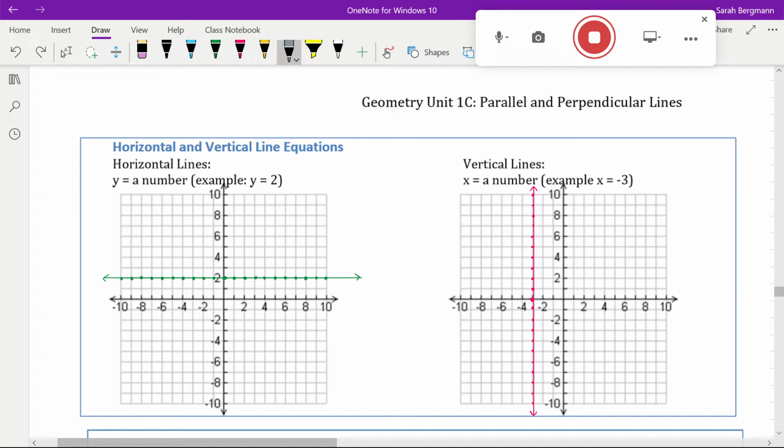For a vertical line, the equation is x equals a number. For example, x equals -3. I plotted a bunch of points where the x value is -3 and connected them all to make a vertical line.